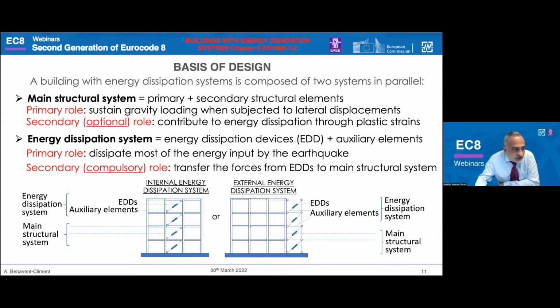On the other hand, the energy dissipation system includes the energy dissipation devices themselves and all the auxiliary elements that must transfer the forces from the main structure to the damping devices. The energy dissipation system can be external or can be internal, and may have no shared elements, some shared elements, or all elements in common with the main structural system.